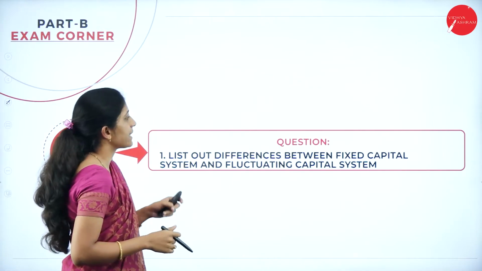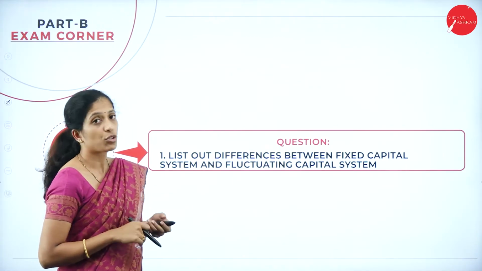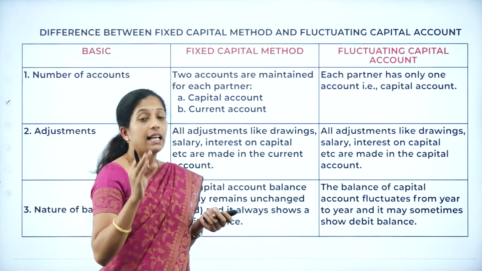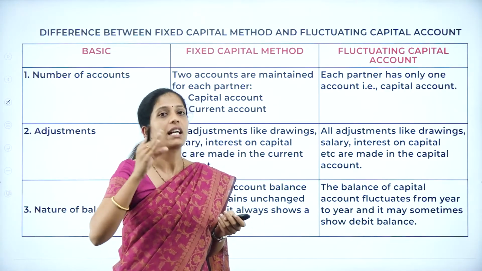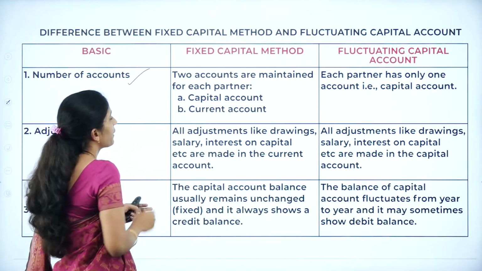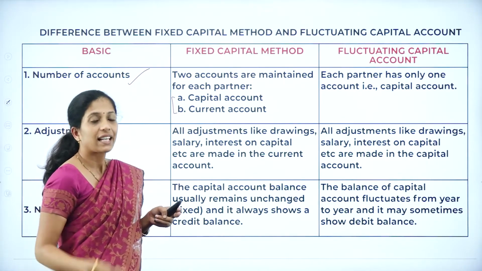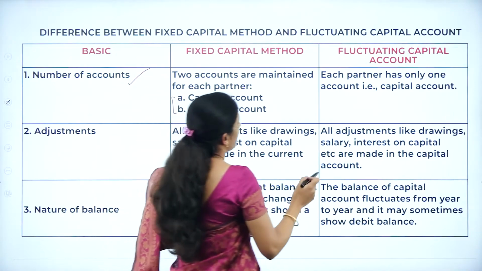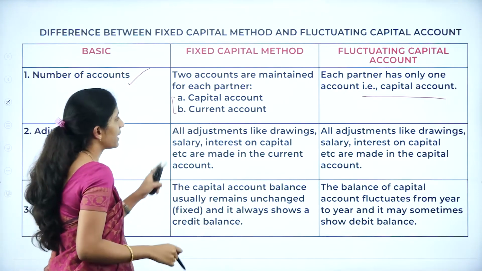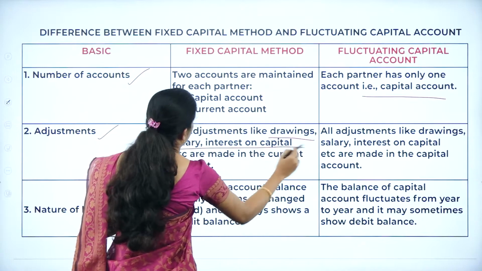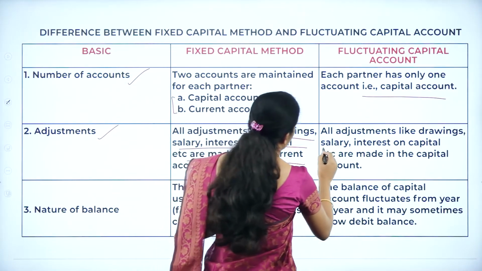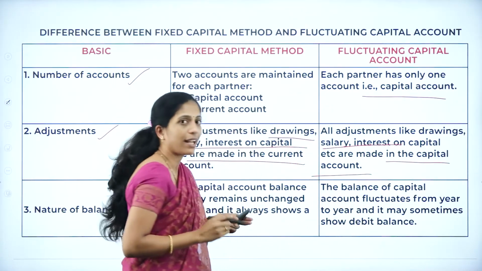Now, the next 10 mark question is to list out the difference between fixed capital system and fluctuating capital system. The word itself says fixed capital, in the sense that the capital of the partner remains fixed year after year, whereas in fluctuating it keeps on fluctuating. Under fixed capital, we will prepare two types of accounts, that is capital account as well as current account, whereas under fluctuating capital system we will prepare only one account, that is capital account. Adjustments like drawings and salary will be recorded in the current account.